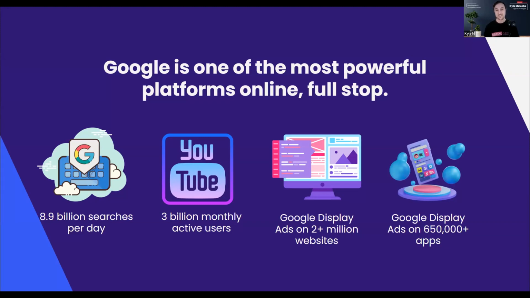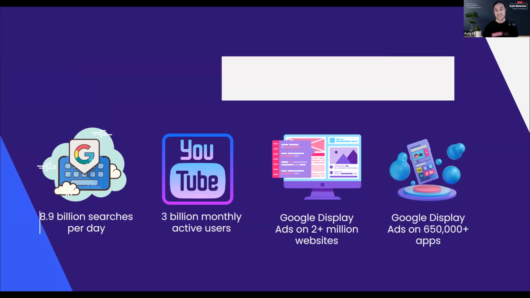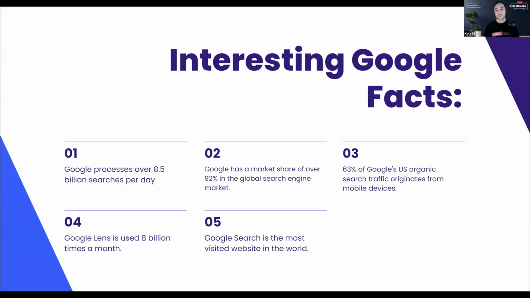And I think that's a really key thing to highlight, that Google's everywhere. And so it's really important for us to know that we need to be using Google in our businesses. So just to sum up, Google, 8 billion searches per day. It has about 92% of the global search engine market. Most of the traffic now is coming through from mobile devices, and Google search is the most visited website in the world. It's still the most common website that we use in our day-to-day lives.